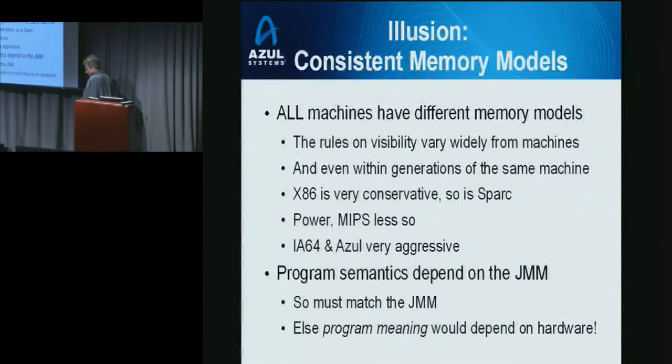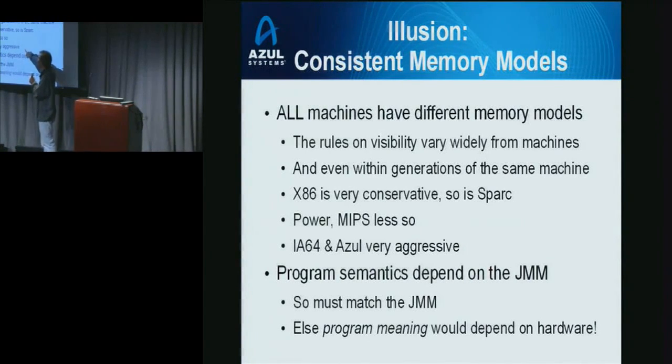A consistent memory model. This is an interesting one these days, although 10 years ago it was highly unknown to people or not thought about, wasn't important in people's minds. All machines out there have different memory models. And the rules on visibility vary widely from machine to machine, even within generations of the same kind of machine. So you might think an x86, which has a very conservative memory model, has the same sort of memory model across generations. Turns out within the same generation there are some variations. Turns out it varies across motherboards as to the timing of when loads and stores cross back and forth. So the rules here are, in fact, quite variant. It's hard to say what they really are.